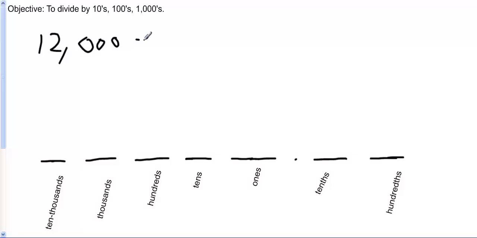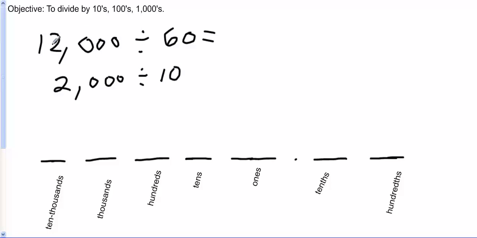Twelve thousand divided by 60. This one's tricky because if you notice, it's not a one here, it's a six. So in order for me to do a problem like that, I have to first do the numbers that aren't zeros and do that division first. So 12 and 6. What is 12 divided by 6? Well, I know that that's 2. So when that happens, this becomes a 2,000, and this becomes a 10 because 6 goes into 12 twice, 6 goes into 6 once.